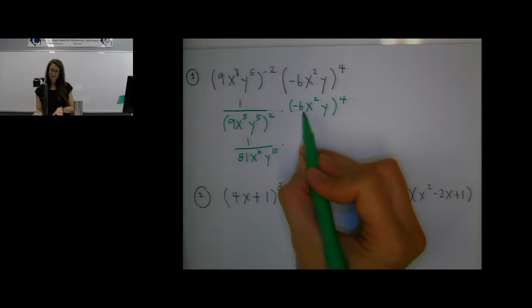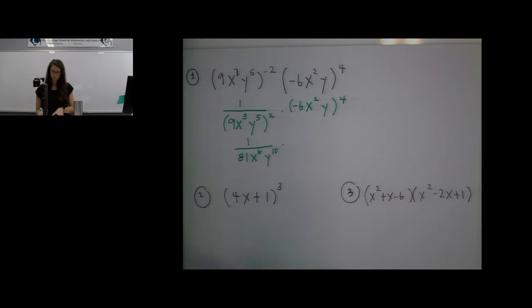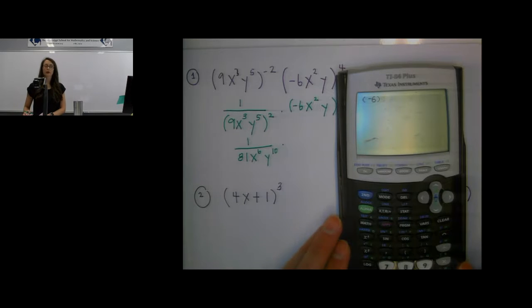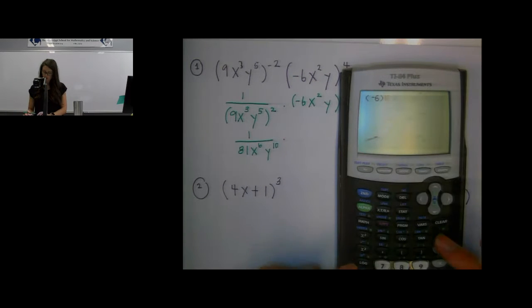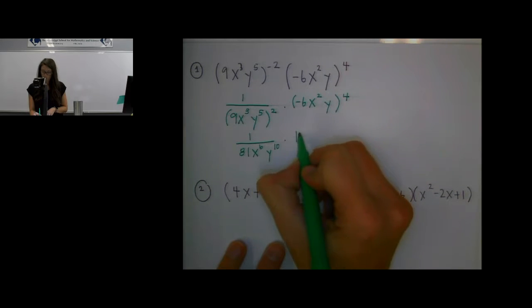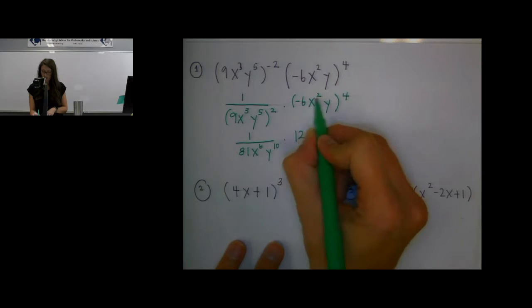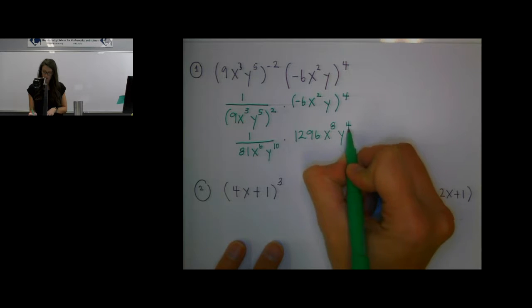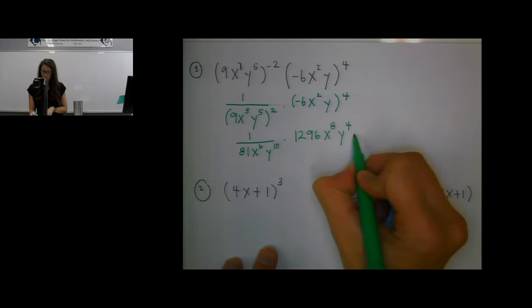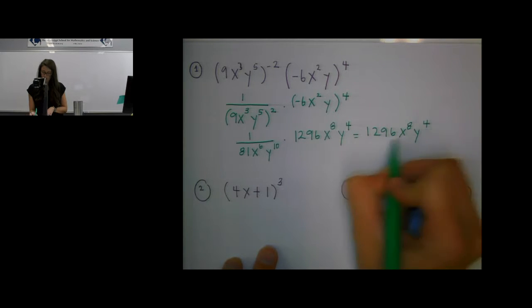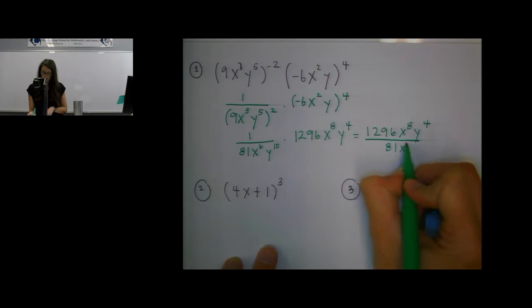All right, let's look at this. So this will now be negative 6 raised to the 4th power. When you put this in the calculator, make sure you put parentheses around your negative there. So this will be negative 6 raised to the 4th power, which is going to be 1296. And then x to the 2, so that'll be 2 times 4, which is 8, and then y to the 4th.